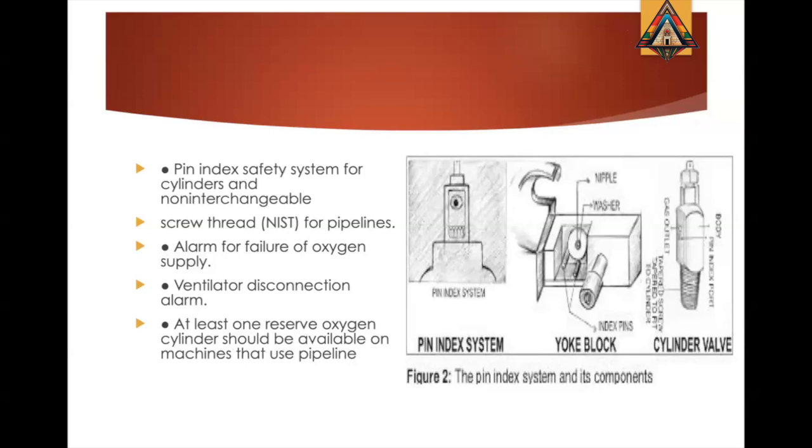And we have non-interchangeable screws, so you cannot connect the oxygen tubing to the nitrous oxide cylinder or vice versa. We have the screw thread for pipelines. We also have an alarm for oxygen supply failure and a ventilator disconnection alarm. And you will always need a reserve oxygen in case of emergency. In case of failure of the pipeline, we need a backup oxygen source.